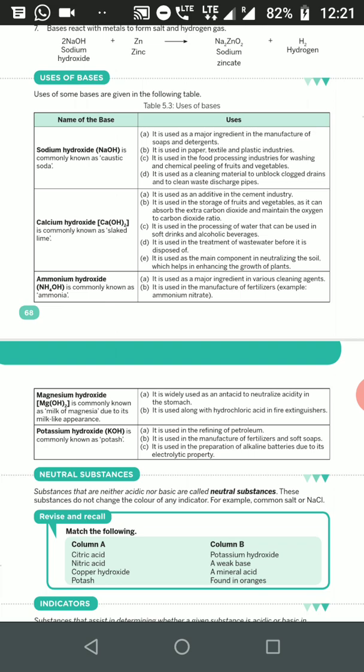Revise and recall. Match the following. Citric acid. Okay, what is the answer for citric acid? They are found in oranges. Nitric acid is a mineral acid. Next, copper hydroxide is a weak base, and potash is called potassium hydroxide.